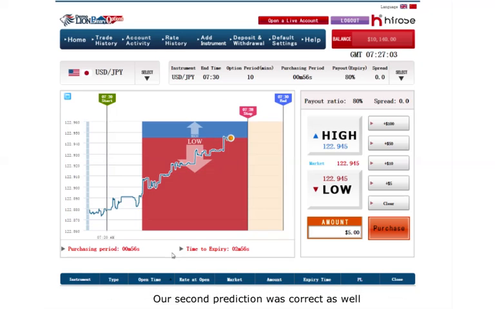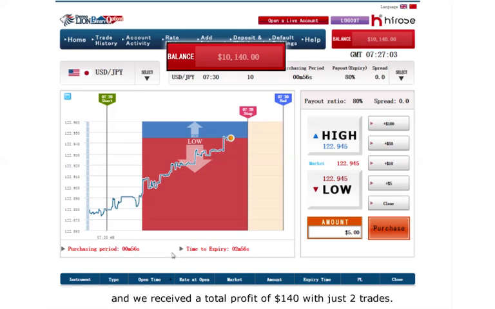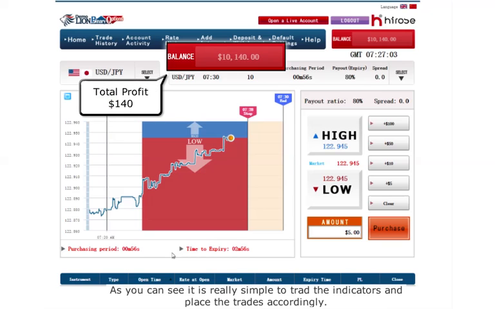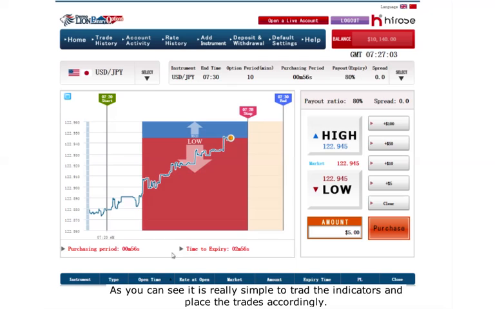Our second prediction was correct as well and received a total profit of $140, which is 2 trades. As you can see, it is really simple to read the indicators and place the trades accordingly.